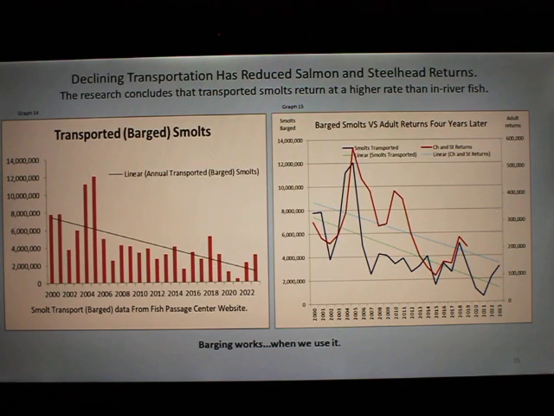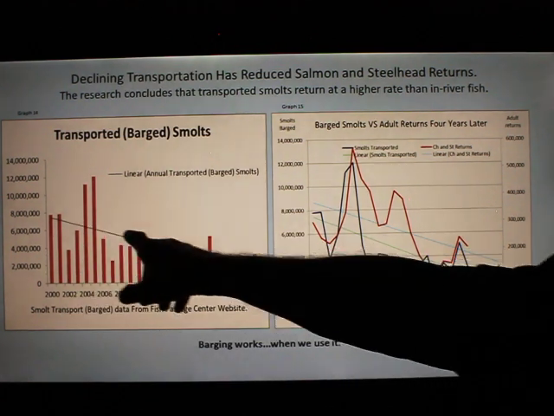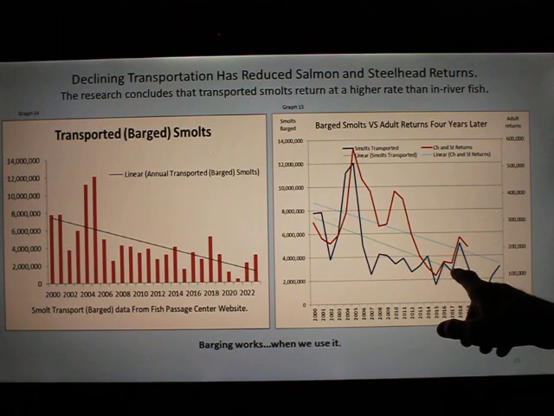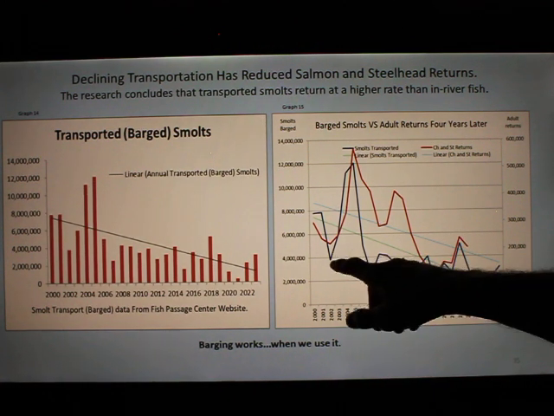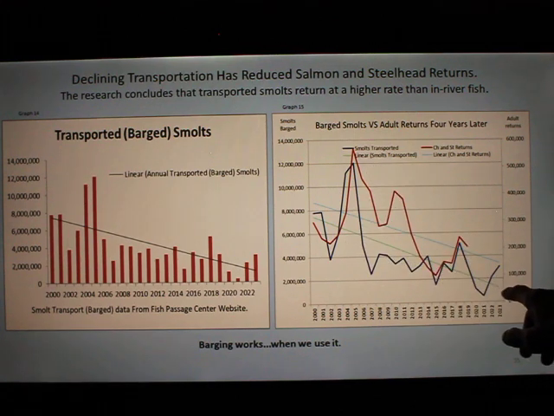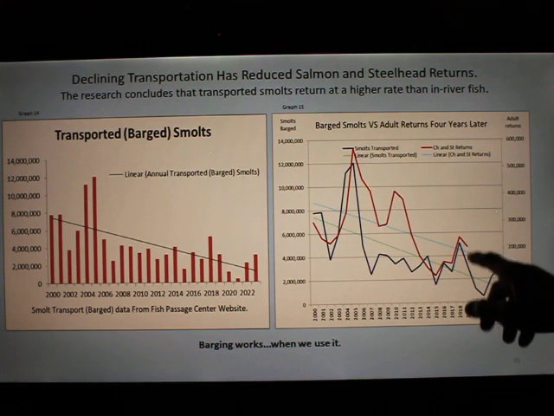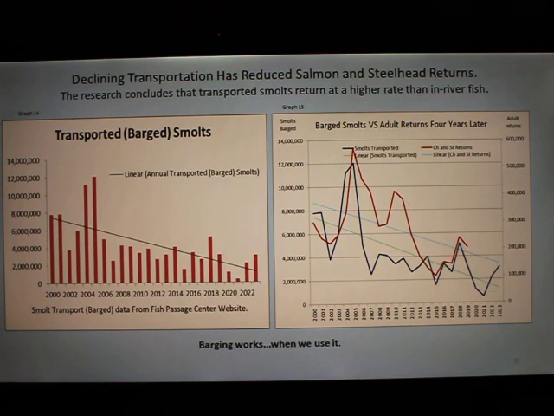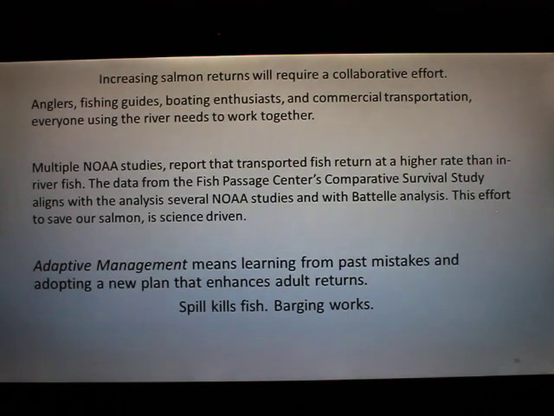So on the left, this is the transport history of barging. We are reducing our barging. That linear trend line shows barging continues to decline. On the right, the transport is blue, which shows the declining transport along with declining steelhead and Chinook. Barging works when we use it.